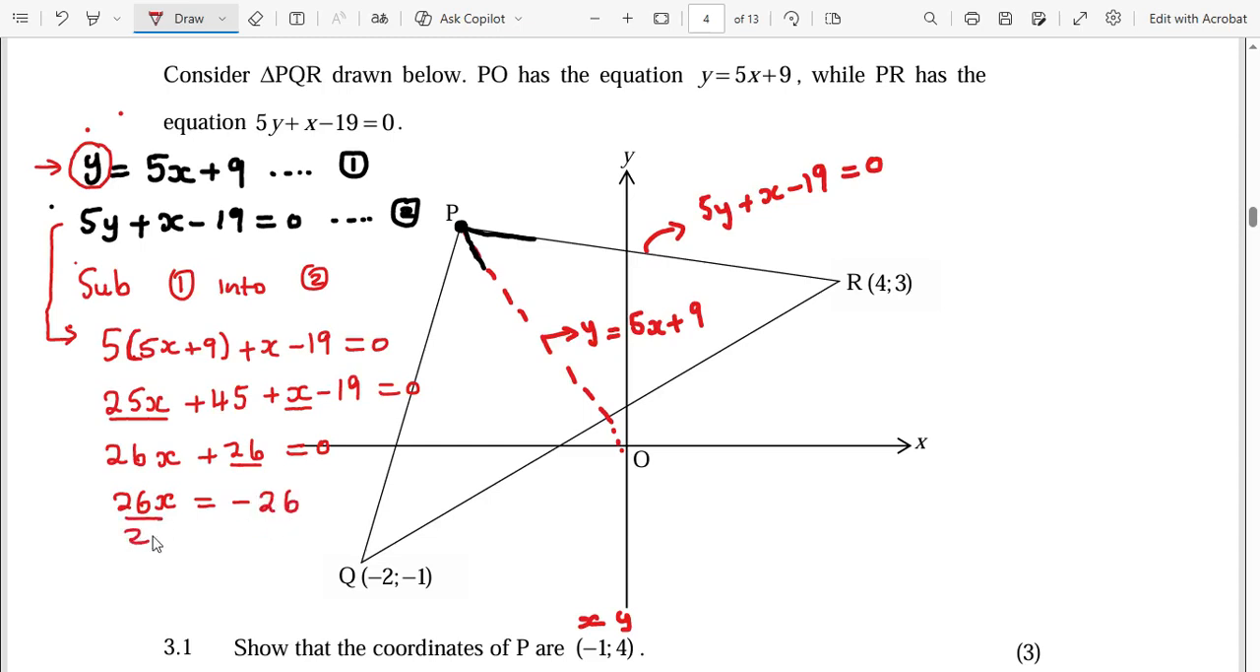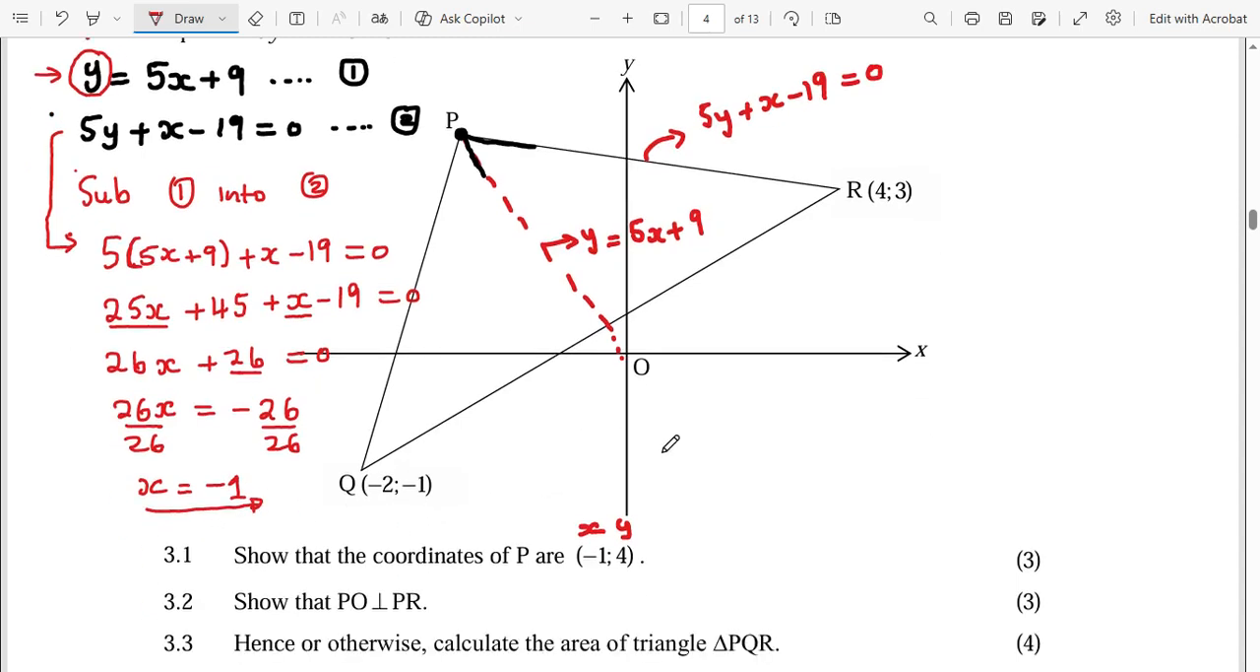Divide both sides by 26 to isolate the value of x. So the 26 cancels. This leaves us with x equals minus 1. So we've proved that x is minus 1. That was the plan, right? To prove that the x coordinate is minus 1. You need to go back and find the y value.